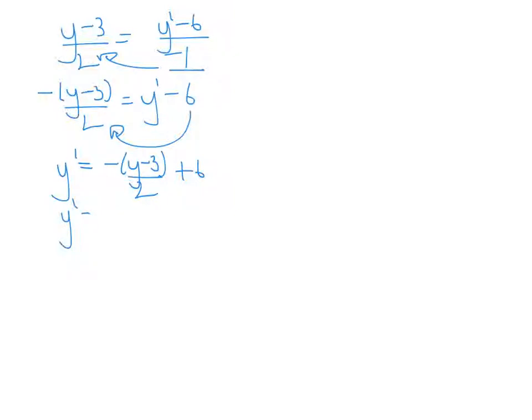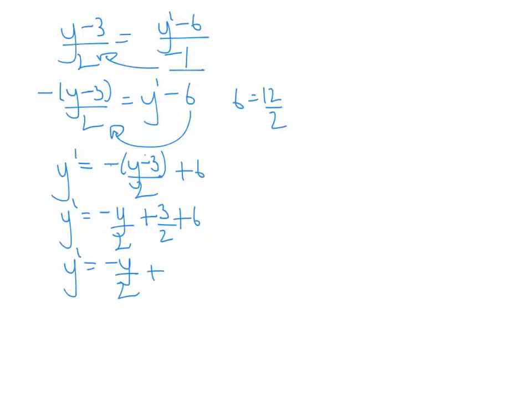So y dashed is equal to minus y over 2. Now minus and minus is a plus, 3 over 2 plus 6. Now let's see, 6 is equal to 12 over 2. So if I have 3 over 2 plus 12 over 2, that'll be 15 over 2.